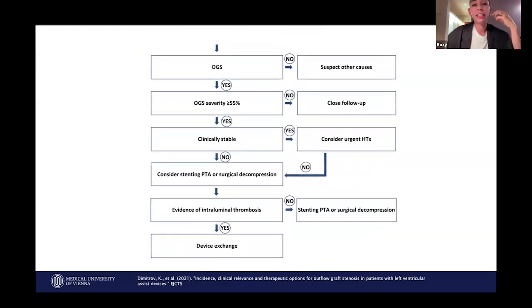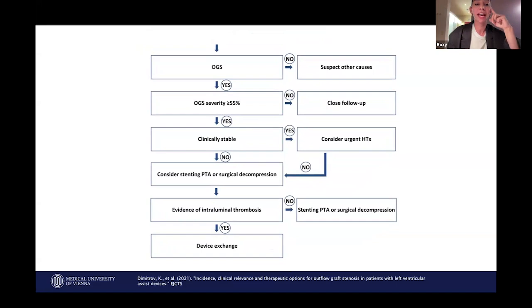We have the confirmed outflow graft stenosis on CT scan. We have no suspected other causes. Severity is over 55%. The patient is clinically stable. Okay, we can go maybe into urgent transplantation. We do that very, very rarely, I have to say. What we do most of the time, we consider stenting or surgical decompression.